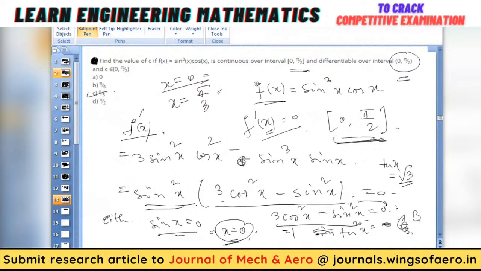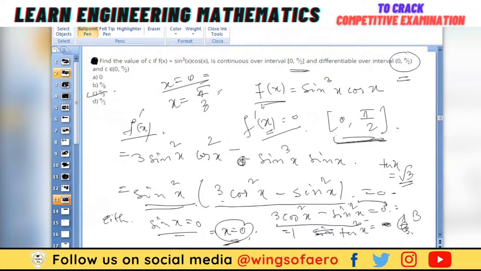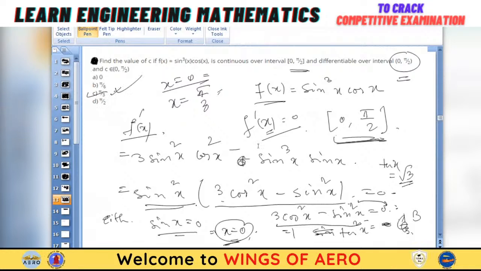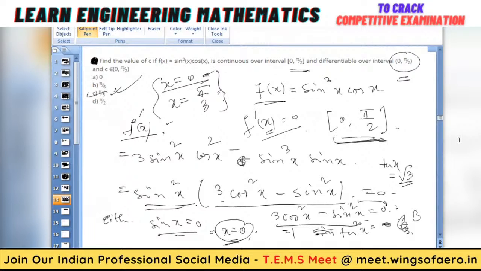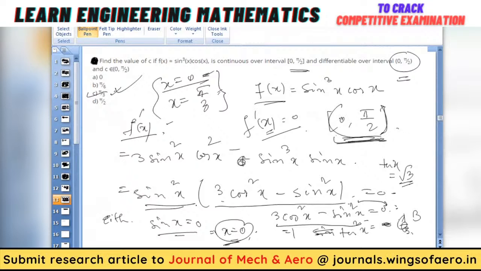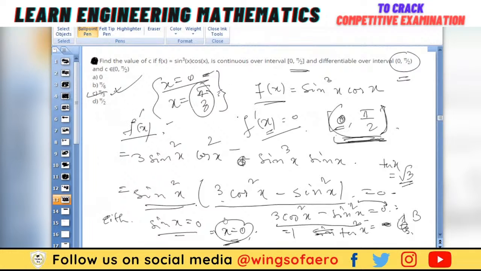it becomes tan square x equal to 3. So tan x is root 3, and only pi by 3 is that point. So within this interval there is the 0 point and the pi by 3 point. 0 cannot be considered because we have to consider the interval as open, and open interval means the end point is not included. So only pi by 3 is included. So C is the right answer here.